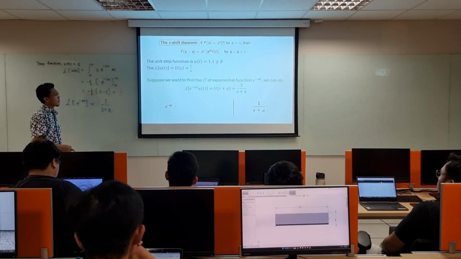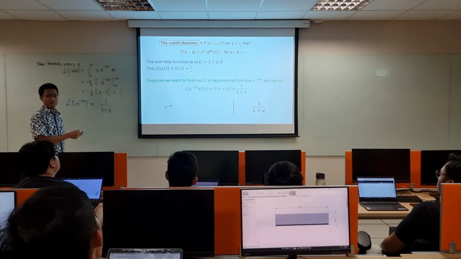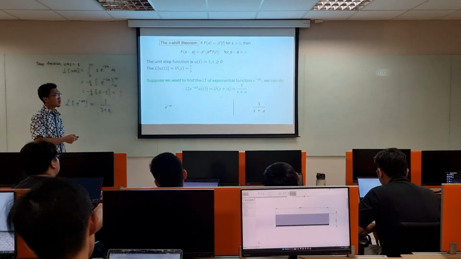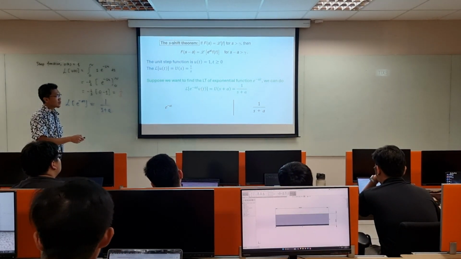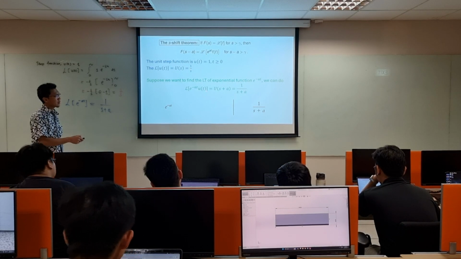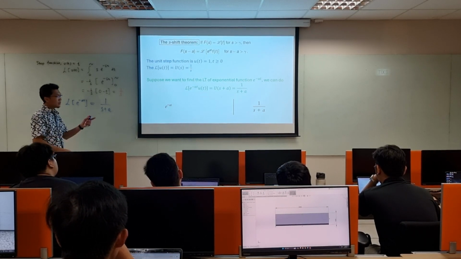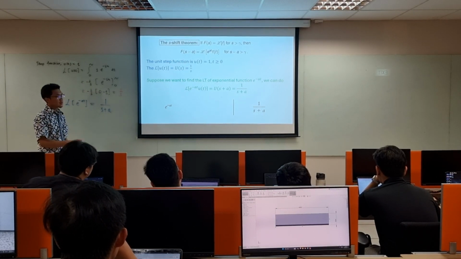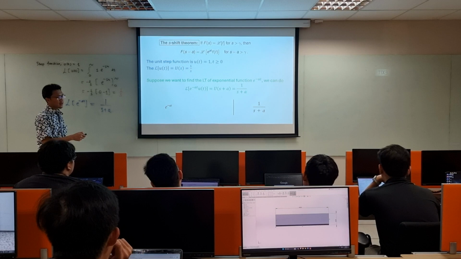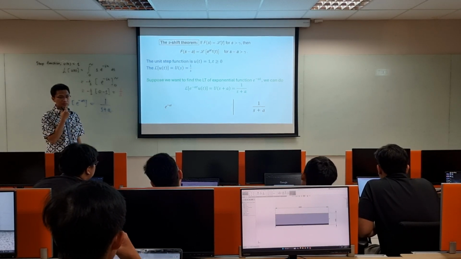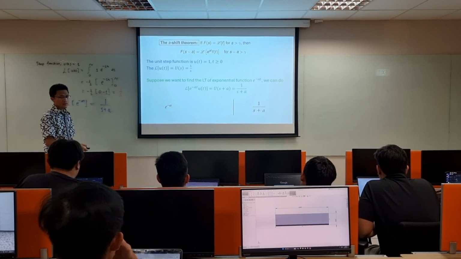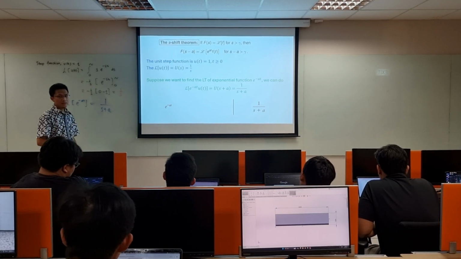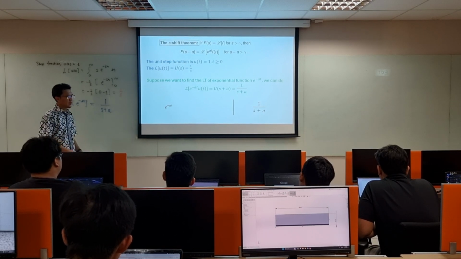When we apply it to the step function, 1 over s is our F of s, so f of t is u of t. If we multiply it with e to the minus at, then the Laplace transform is just U of s with s replaced by s plus a. As simple as that. So you find that this is 1 over s plus a, and this is exactly the Laplace transform pair.